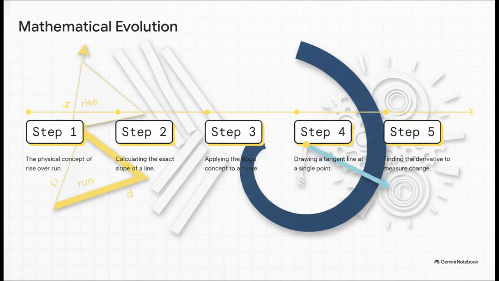But the real universe isn't made of perfectly straight lines, right? It's made of curves. So in point 3, calculus actually takes our slope concept and applies it to a curve. How? By drawing point 4, a tangent line, a straight line that touches the curve at just one single point, showing its exact steepness in that freeze frame moment. And finding the slope of that tangent line, that brings us to point 5, the derivative. It's the ultimate tool for measuring instantaneous rate of change in the universe.